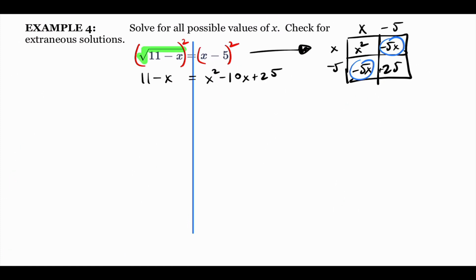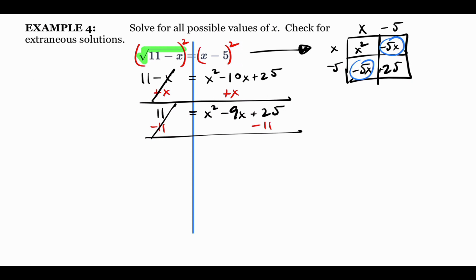Okay, so I did the first 2 steps. It was already isolated. Squared both sides. Nice job there. Okay, so now I got to solve for x. So get everything on one side, set it equal to 0. All right, so I'm going to add x to both sides. Subtract 11 from both sides. Okay.